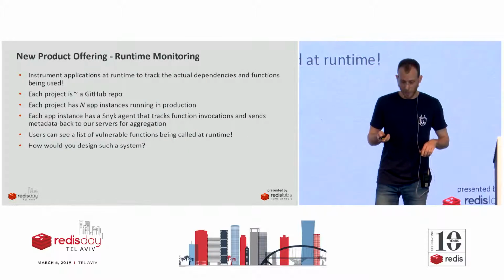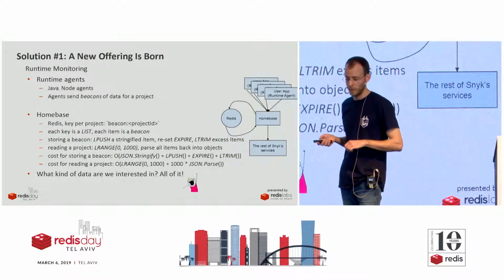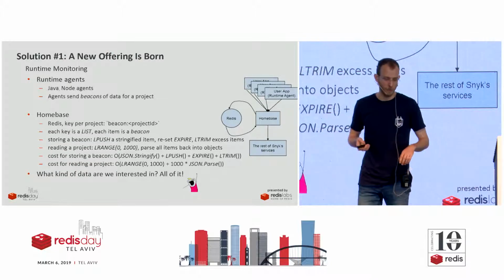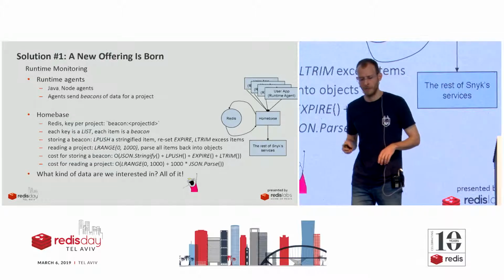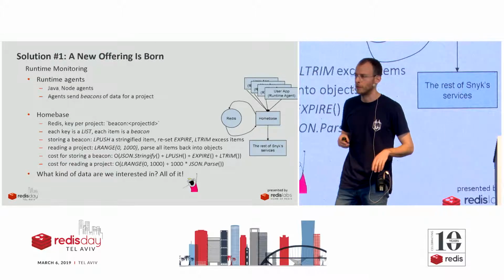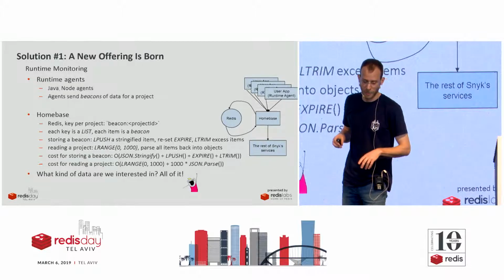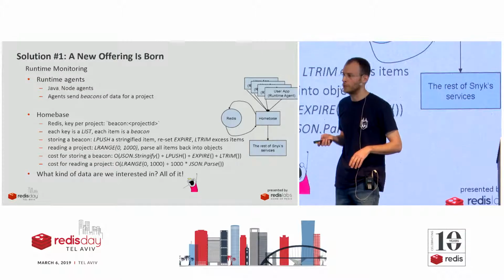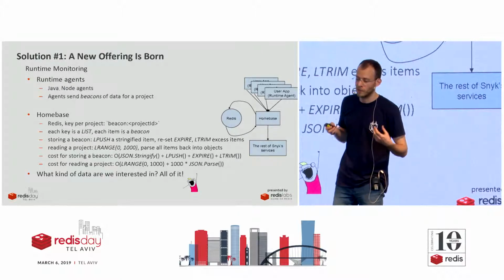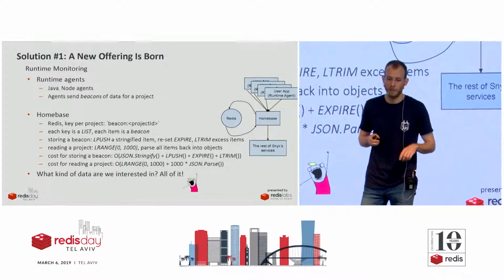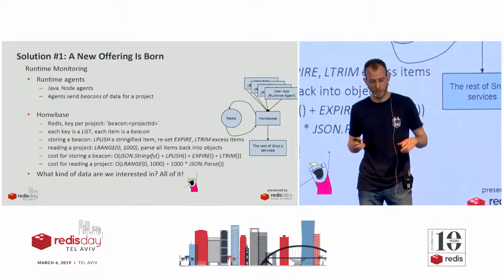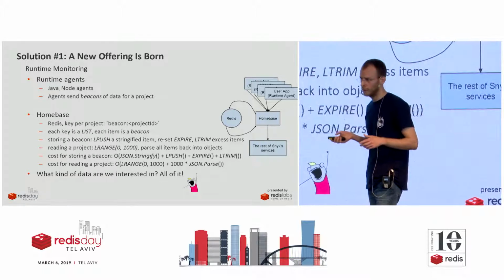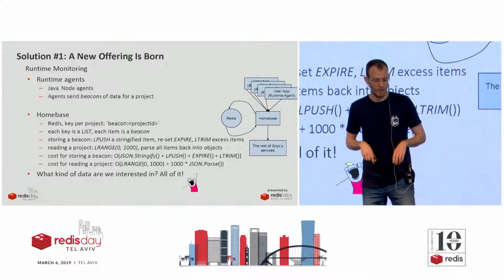So we started with a very naive implementation. We had these runtime agents for Java and Node. Agents are basically bits of software that run alongside the user's applications. And at some frequency, they send these bits of data containing information about what kind of exploitation and vulnerabilities are being invoked, if at all, at runtime. We called these bits of data beacons. And they're sent every minute or so to Snyk services.